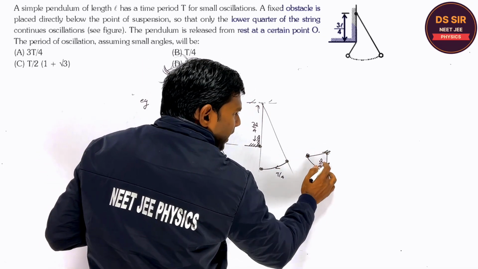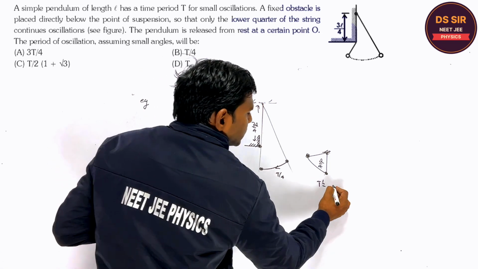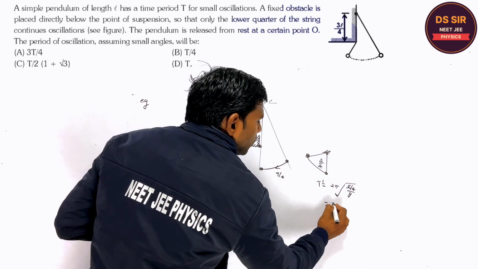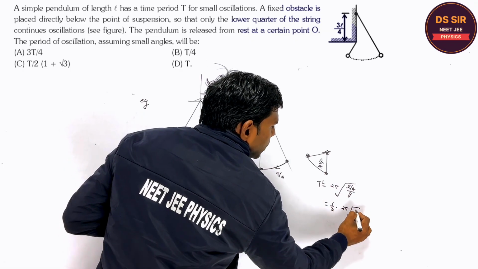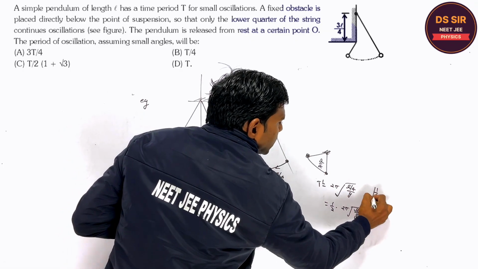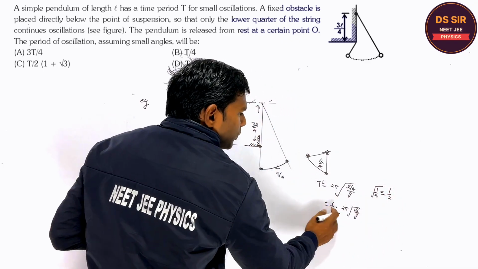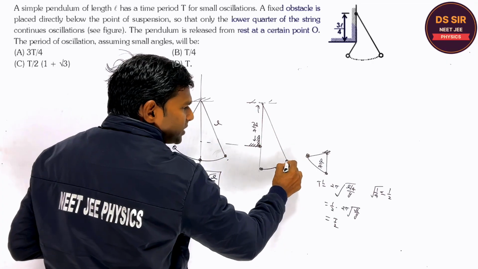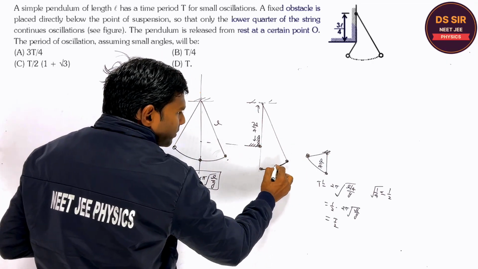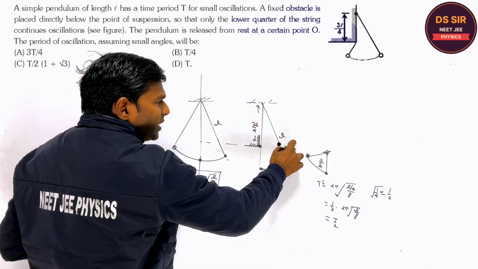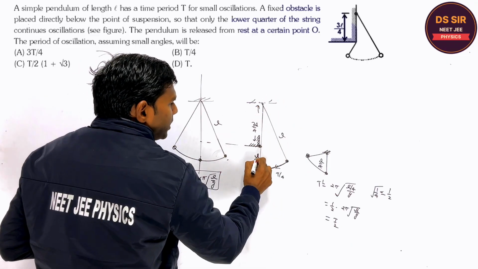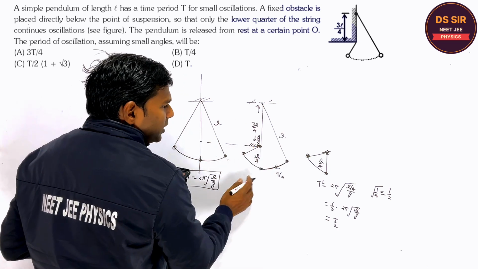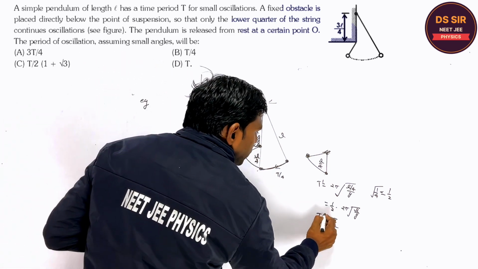So if the length is L by 4, what is the time period T dash? It is 2 pi root L by 4 upon g. So this is equal to 1 upon 2 times 2 pi root L by g, because the square root of 1 by 4 is equal to 1 by 2. So it is T by 2. Are you getting or not? So from here, if it is released from rest, it oscillates for the length L, and after this it oscillates for the length L by 4. So the time period is supposed to be the T dash.